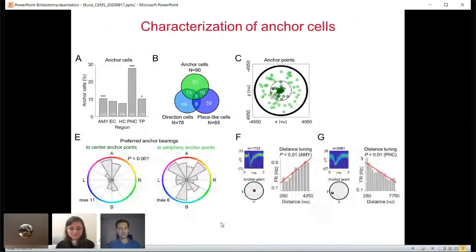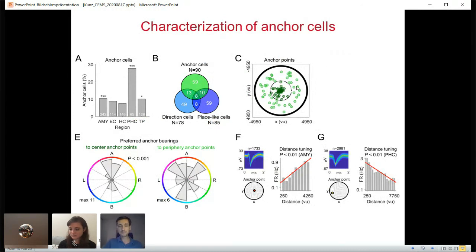We then characterized the anchor cells in our dataset and found that they were particularly prevalent in human parahippocampal cortex, here with a percentage of about 30%. We found that some anchor cells also exhibited tuning of allocentric direction cells and place-like cells, but a significant number of pure anchor cells remained when we excluded those anchor cells that showed either direction cell activity or place-like cell activity.